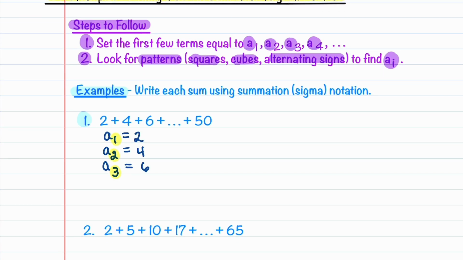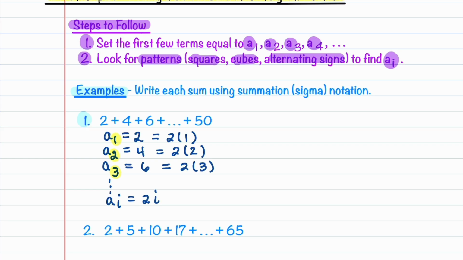A3 is equal to 6, and we can write 6 as 2 times 3. Now let's look at A2. We can write A2 as 2 times 2. Now we can kind of see a pattern. And we can write A1 as 2 times 1. Now we can see what a sub I is. We can say that a sub I is just going to be 2 times I.